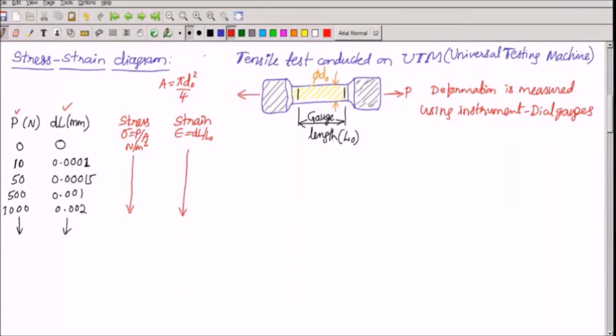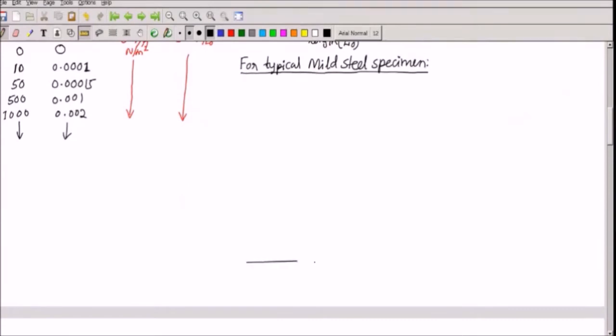The uniaxial tension test is conducted to obtain information regarding the mechanical behavior of material. A standard specimen is subjected to gradually increasing load, and the values of loads corresponding to the deformations at regular intervals are noted. A plot of stress versus strain is drawn. So we'll see how it looks. For a typical mild steel specimen, I'll draw the x and y axis here. This is the x axis and this is the y axis. The x axis is strain and the y axis is stress, sigma.